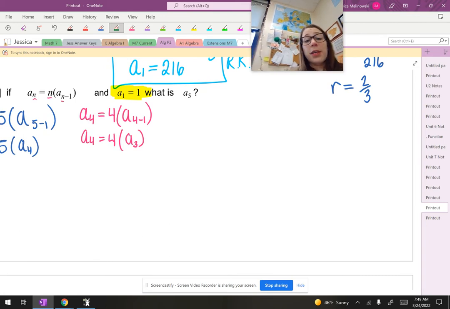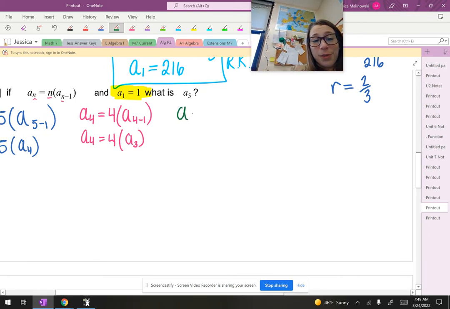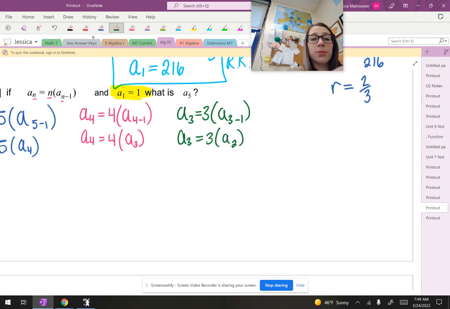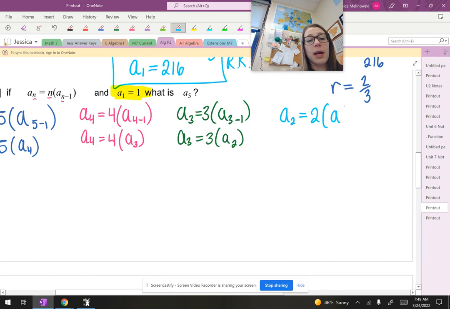I do just want to keep this in order. I'll just prove again that if I plug in 3 before going with 2, that's not going to get me any closer to what I want, because I can't find a sub 3 until I know a sub 2. So a sub 2 is equal to 2 times, and again, everywhere I see an n, I'm replacing it with that 2 because I'm looking for a sub 2 now.